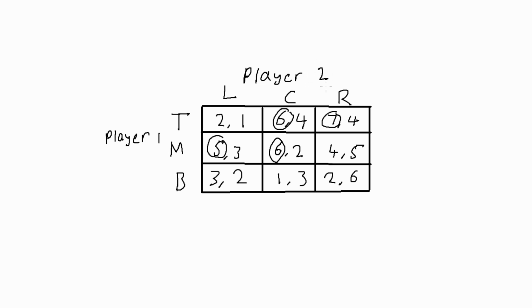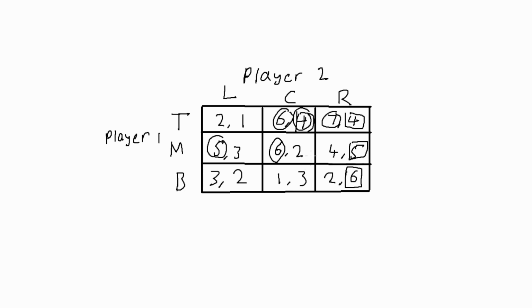Now let's find player 2's best responses. So if player 1 goes top, player 2 will be indifferent between center and right, both with a payoff of 4. So we'll mark these. Now if player 1 goes middle, player 2 will go right for a payoff of 5. And if player 1 goes bottom, player 2 compares 2, 3, 6. 6 is the largest, and that's what they will choose, right?